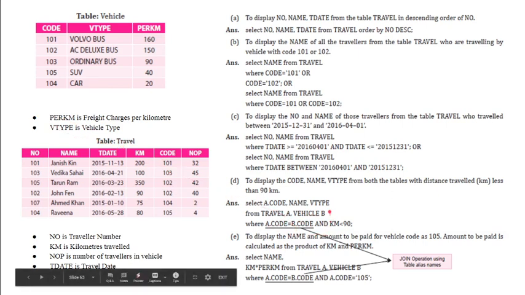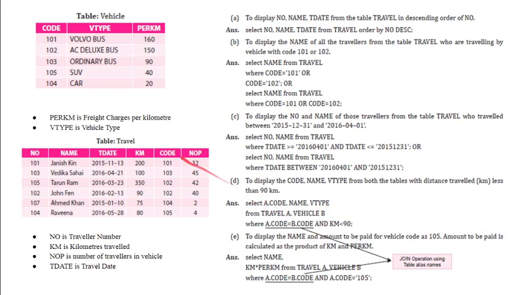And there is a condition: this is the foreign key and this is the primary key. The primary key of one table is used in the other table. So here code is the foreign key and here the code is the primary key. Here it is written as travel dot code, or you can write it as vehicle dot code, name, V type.